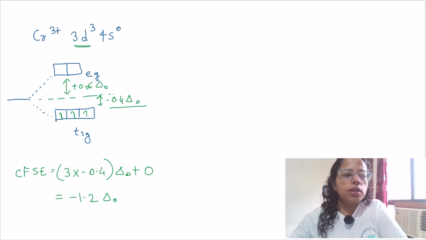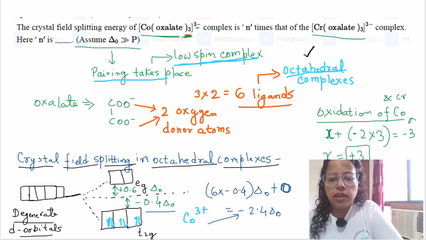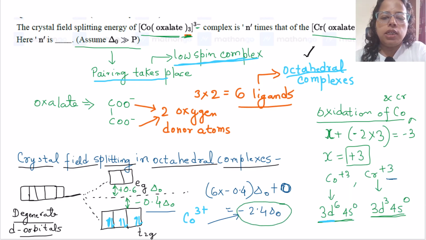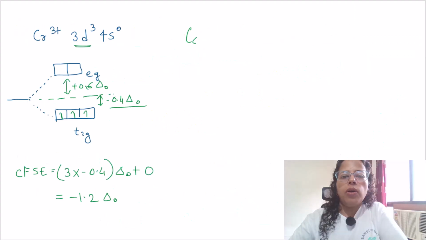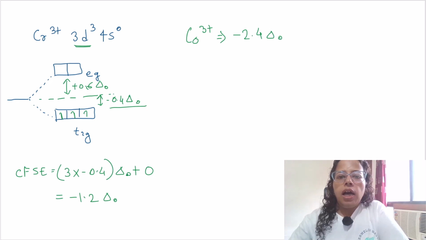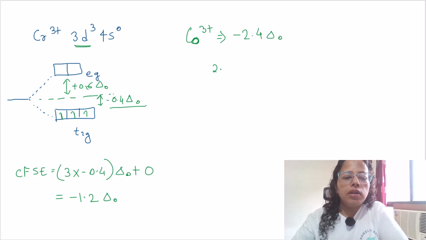Okay, let's go back to the previous slide and check what we had for cobalt 3 plus. Cobalt 3 plus CFSE is minus 2.4 delta octahedral. Then we have to find out the factor by which they differ. So we just ignore the minus sign: 2.4 divided by 1.2. So these are the two factors, and then we have 2.